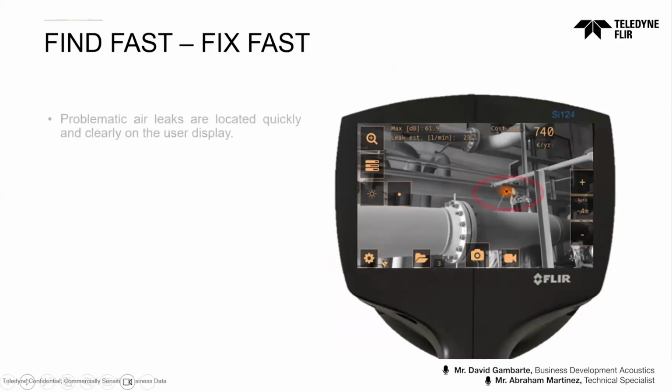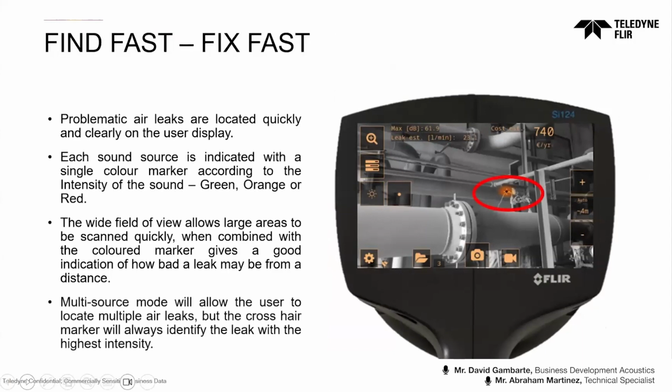So find fast, fix fast. Yes, as I said, the problematic leaks are located quickly and clearly in the user display. As you can see here on the screen, each sound source is indicated with a single color according to the intensity of the sound. Green, especially yellowish green, indicates smaller leaks; orange or red are bigger leaks. So it's not down to any kind of scientific filter, but we basically give an estimation with this color to allow customers to make a quick decision on the leaks.